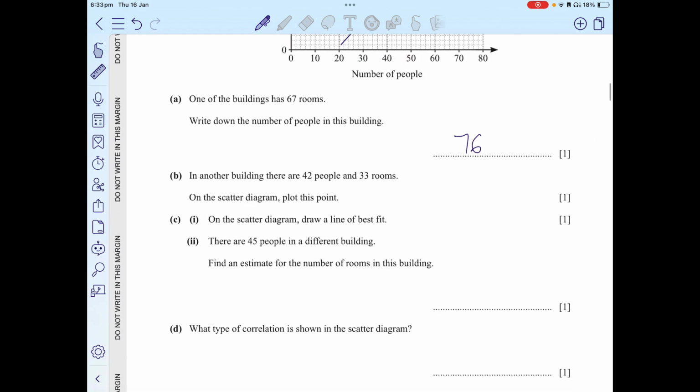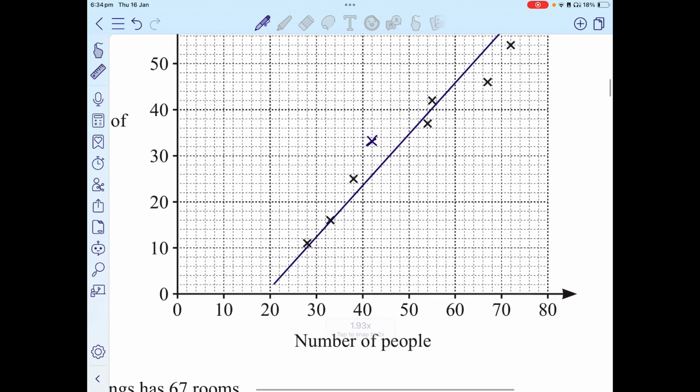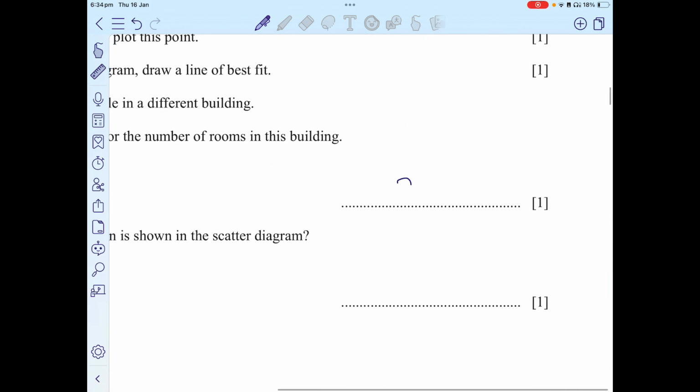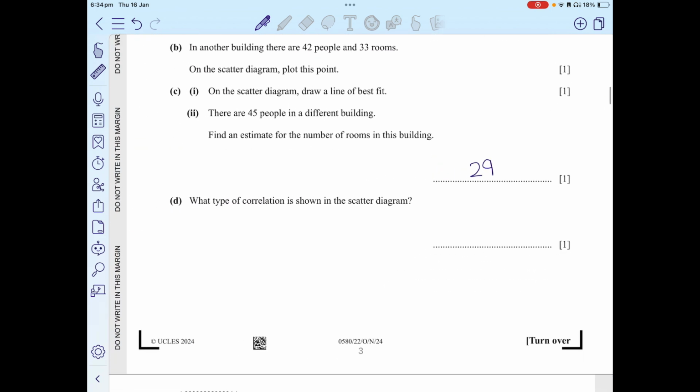Then it says there are 45 people in a different building. Write an estimate for the number of rooms in this building. Okay, so if you have 45 people, 42 would be here, 44 is here, so 45 is somewhere here. And if I'm checking 45 on my curve, it would be like this. So I'm going to say that there are 29. Now, obviously, this curve might vary for you guys, and there's a certain range of answers accepted. If you want to check your answer, please use the marking scheme in this case.